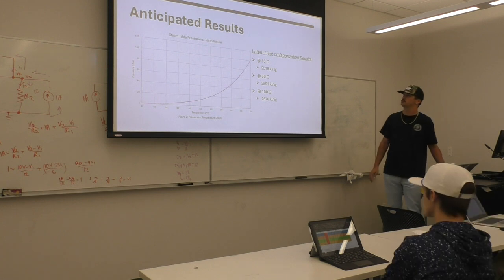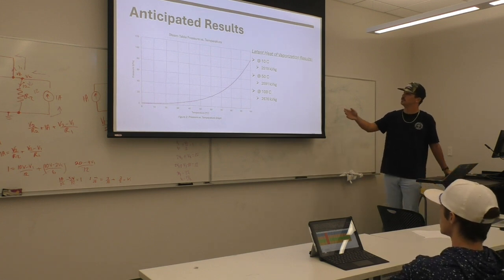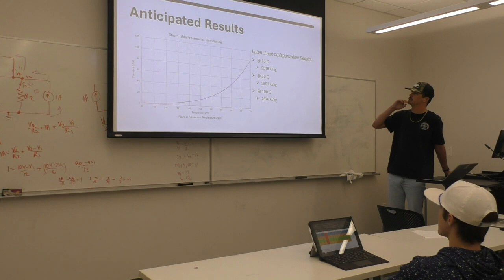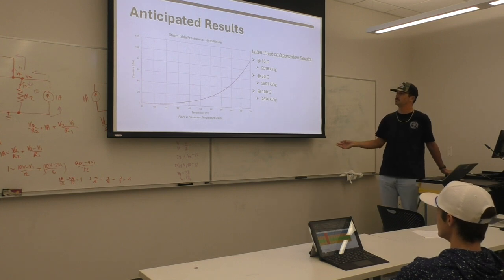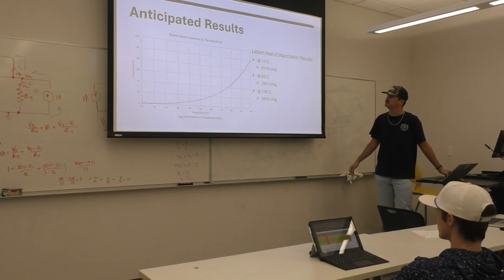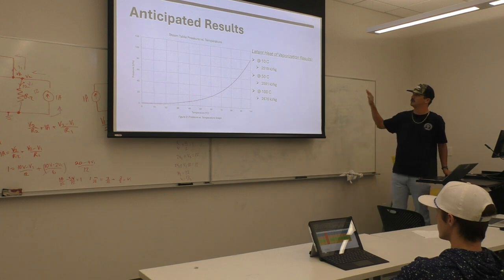So some of the anticipated results. This is data from the steam table showing pressure over a range of temperature from 0 to 100 degrees Celsius. It kind of follows a gradual curve, and that's what we're expecting for the results that we will take.